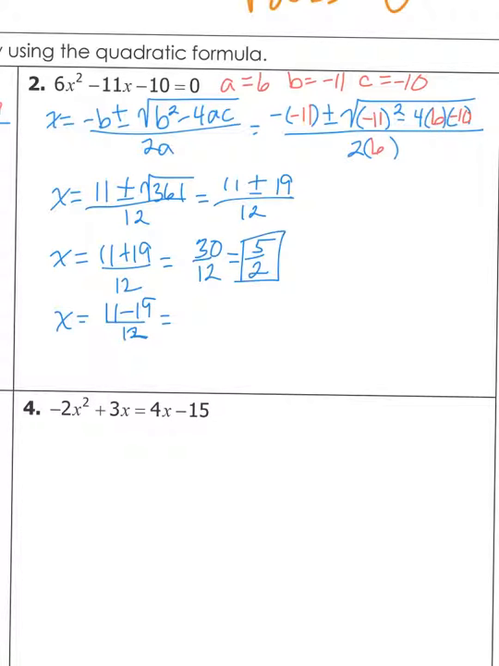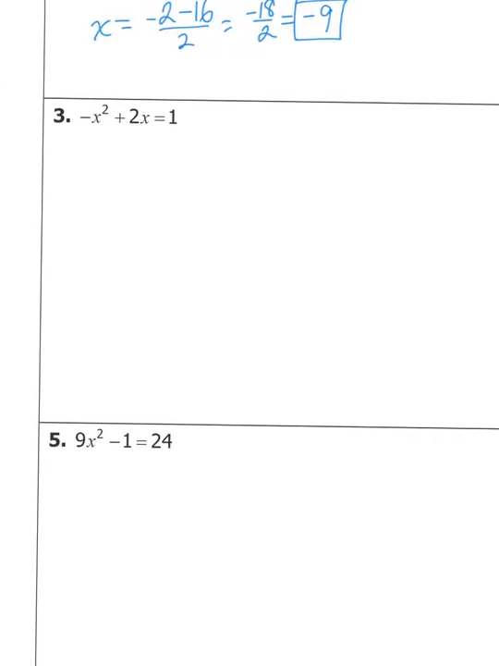And again, you're putting that 30 divided by 12 enter into your calculator. It's going to give you a decimal. And then you're going to hit math enter enter, and it will reduce it to 5/2 for you. Then 11 minus 19 is -8 divided by 12. That reduces to -2/3. Once again, let me point out that the value of your discriminant was a positive value, and you got 2 real roots. All right, so let's go ahead and move down to number 3.